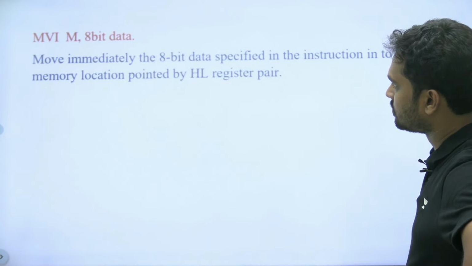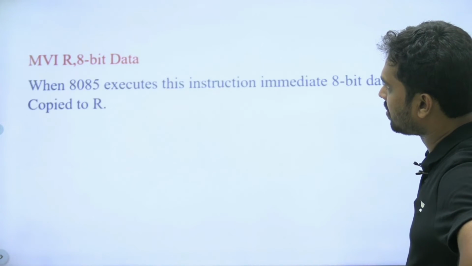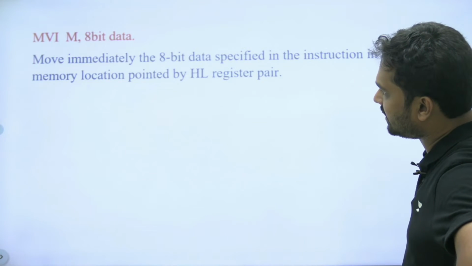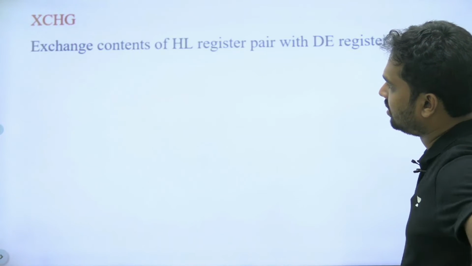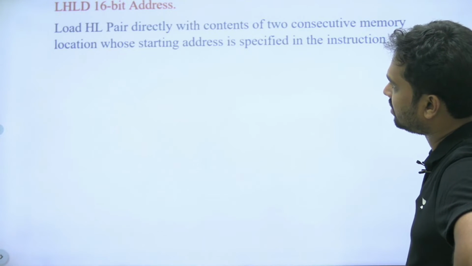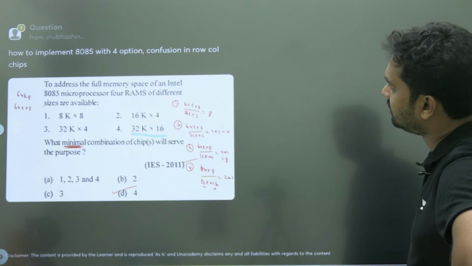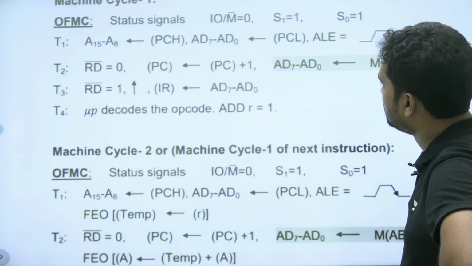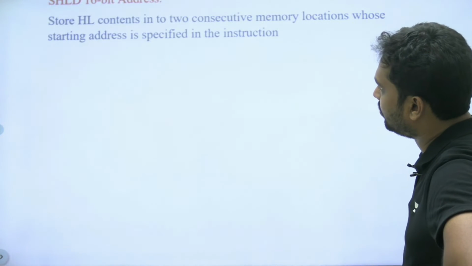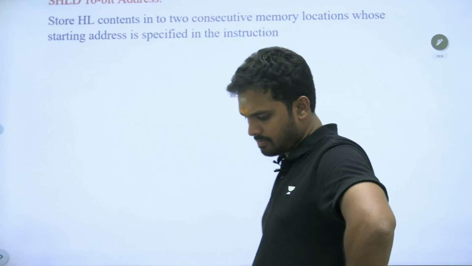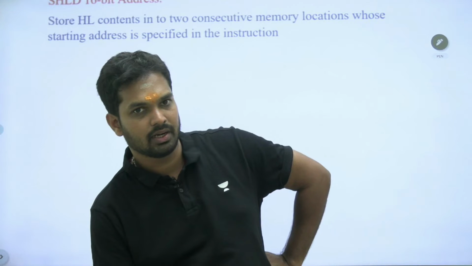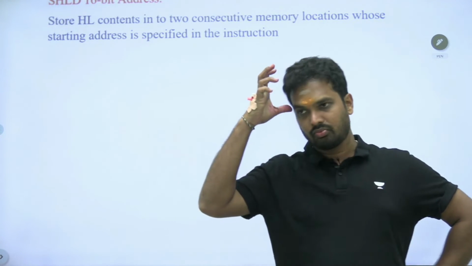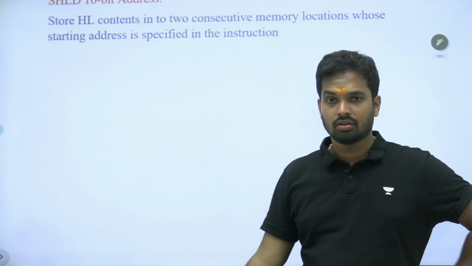Next, MVI M comma data. Here R will get the data; here the memory location pointed by the HL register pair will get the data. Move is used for exchanging the data. And we need to discuss MOV R comma M and MOV M comma R, which are the pending ones. Okay, we'll start now. Again, we will discuss all these instructions one by one.